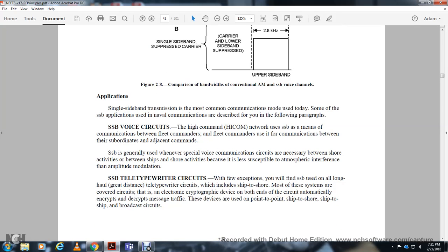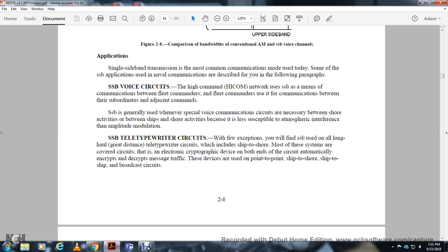All right, applications. Single sideband transmission is the most common form of communication with most receivers today. Some of the single sideband applications in Navy communications are described in the following. Single sideband voice circuits are used in high command networks, allowing communication between the fleet commander, chief of communication, and their subordinates and adjacent commands. Single sideband is also used for special communication circuits, where it is necessary to ensure that communication between ships and shore activities is less susceptible to atmospheric interference than with amplitude modulation.